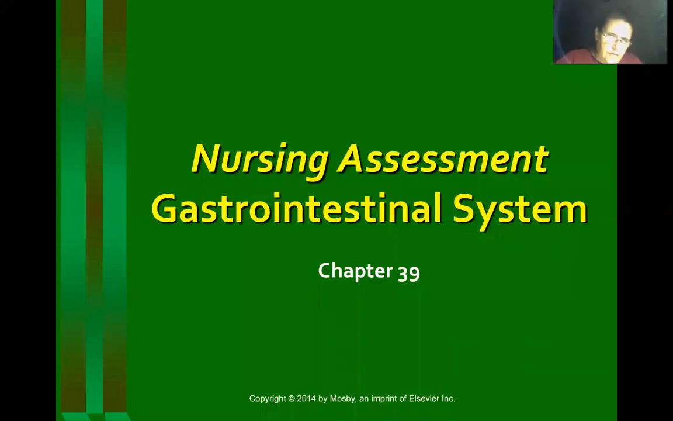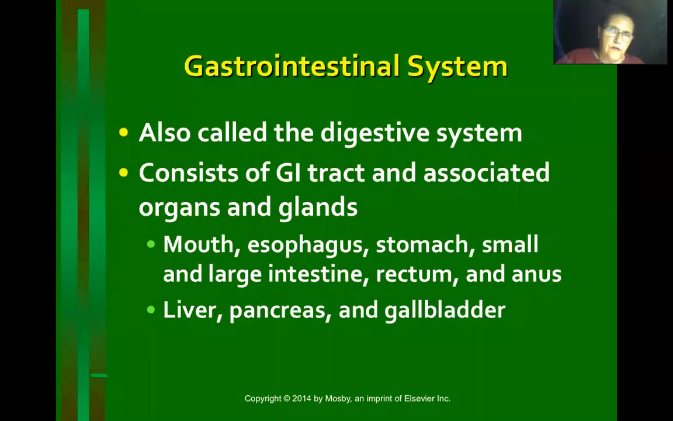Okay, let's go with chapter 39. This is the gastrointestinal system. This is also called the digestive system. This consists of the GI tract and associated organs and glands. This includes the mouth, the esophagus, the stomach, the small and large intestine, the rectum, and the anus. It also includes the liver, the pancreas, and the gallbladder.